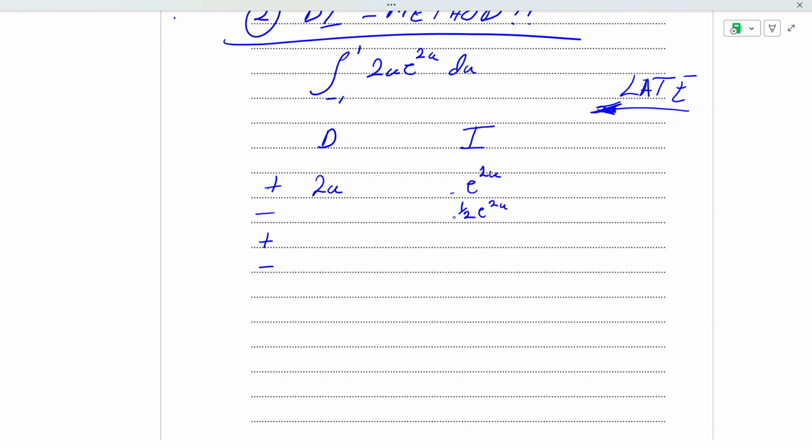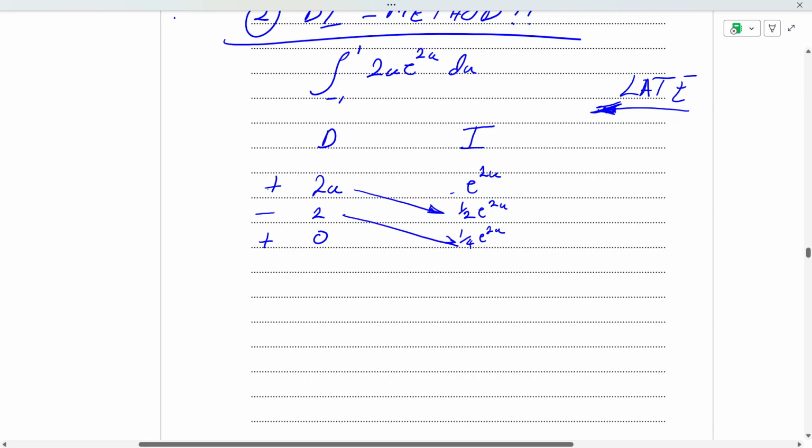Okay, and then I'll get a quarter e^2u. I differentiate that, I'll get 2. Differentiate that, I'll get 0. So that's where I'll stop, since I can't differentiate any more. Then you want to cross multiply like that. Multiply there, multiply there. And then you would have multiplied the 0 by whatever value would come here. But 0 multiplied by anything is just going to be 0 anyways.